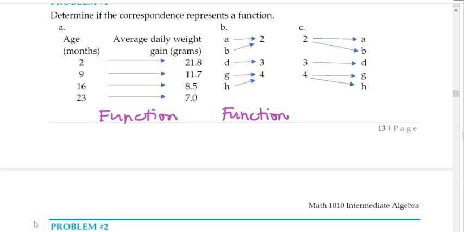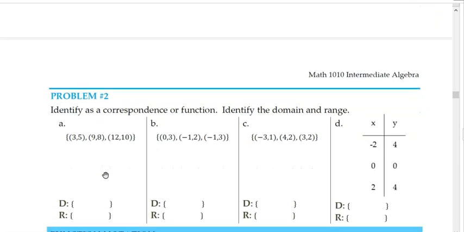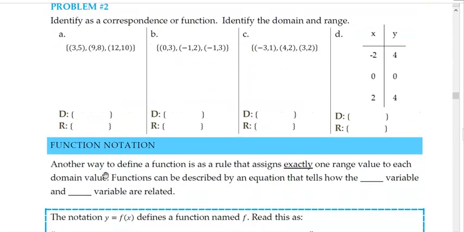But if we flip-flopped these and we had 2 going to A and to B, 3 going to D, 4 going to both G and H, well, if I was to click on 2, I don't know whether I'm going to get A or B, right? And the same thing with 4. And so this would not be a function. All right, so hopefully that is clear on what a function is and what it isn't.